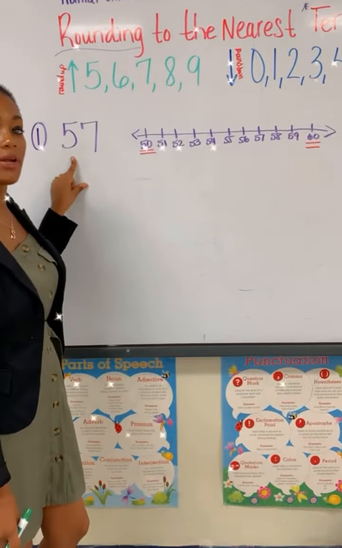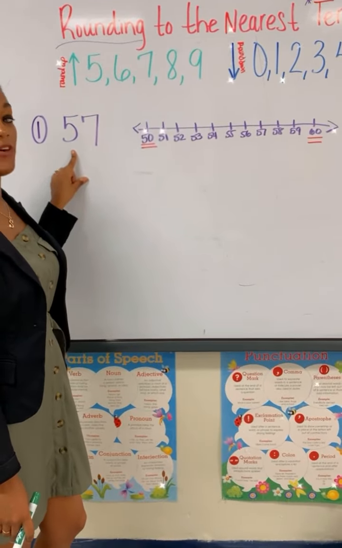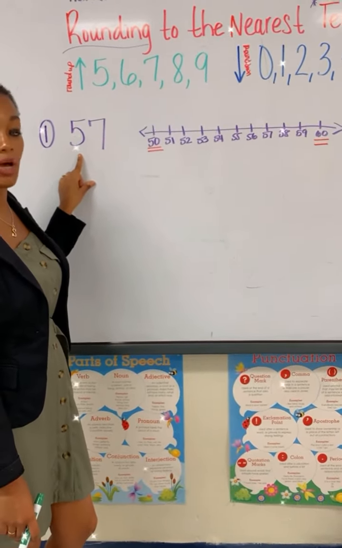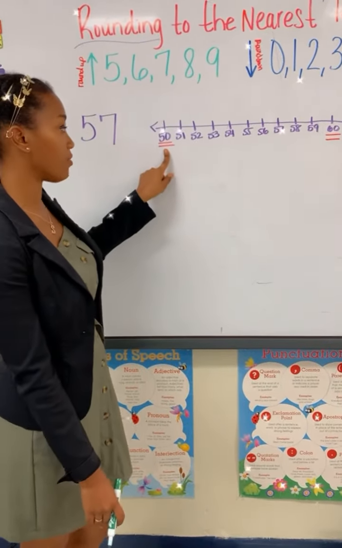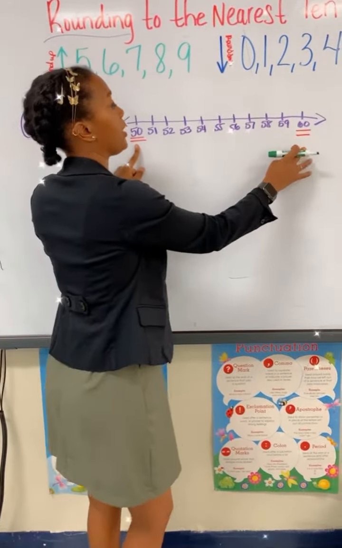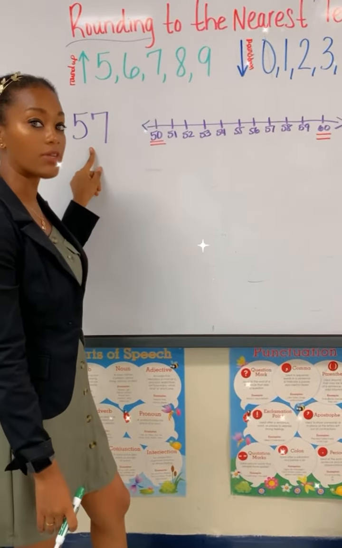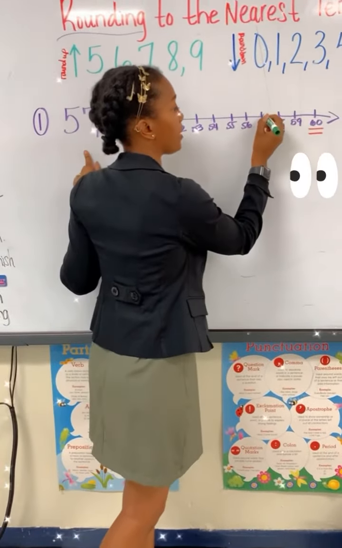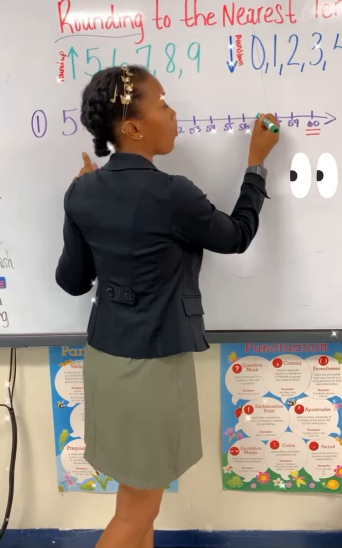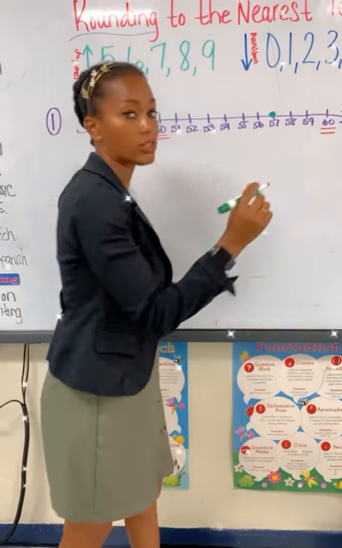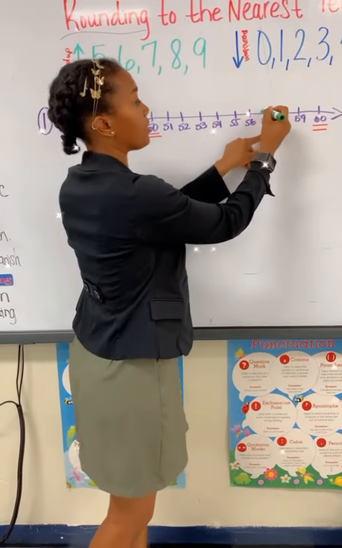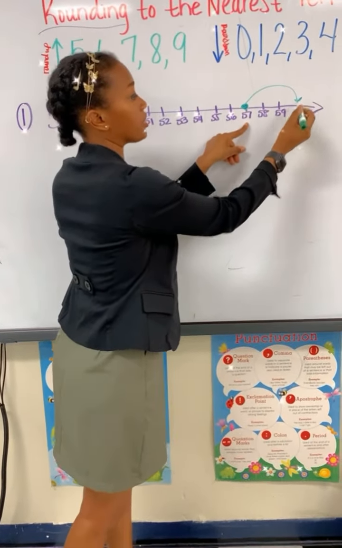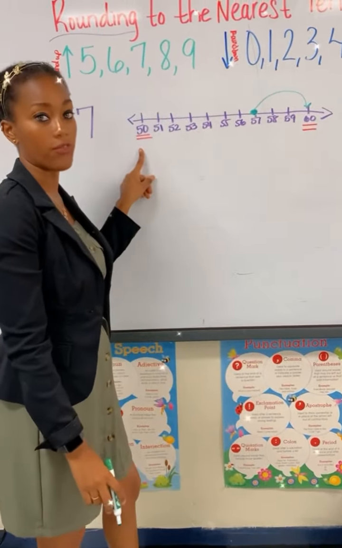Let's start out with our number 57. 57 is between which two numbers? 50 and 60. Very good. It is between 50 and 60. And if I plot 57 on a number line, it's going to be right here. Well, right away, before I even start my rounding process, I can tell that 57 is a lot closer to 60 than it is to 50.